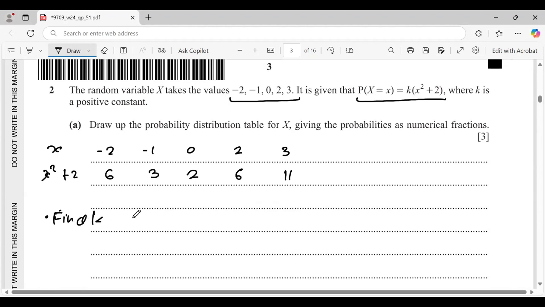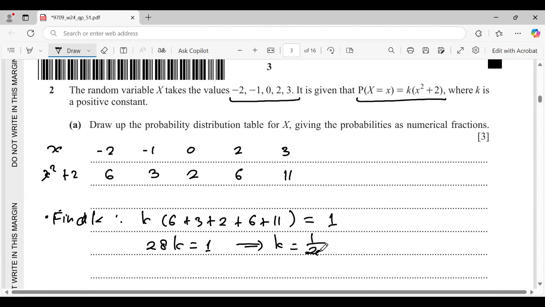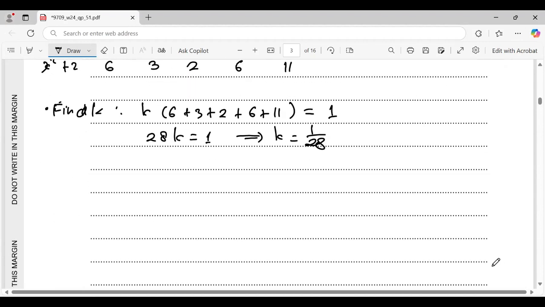We can find k through k times (6 plus 3 plus 2 plus 6 plus 11) equals 1. So this sum is 28, and k times 28 equals 1. So we can determine k is 1 over 28. Scroll down.